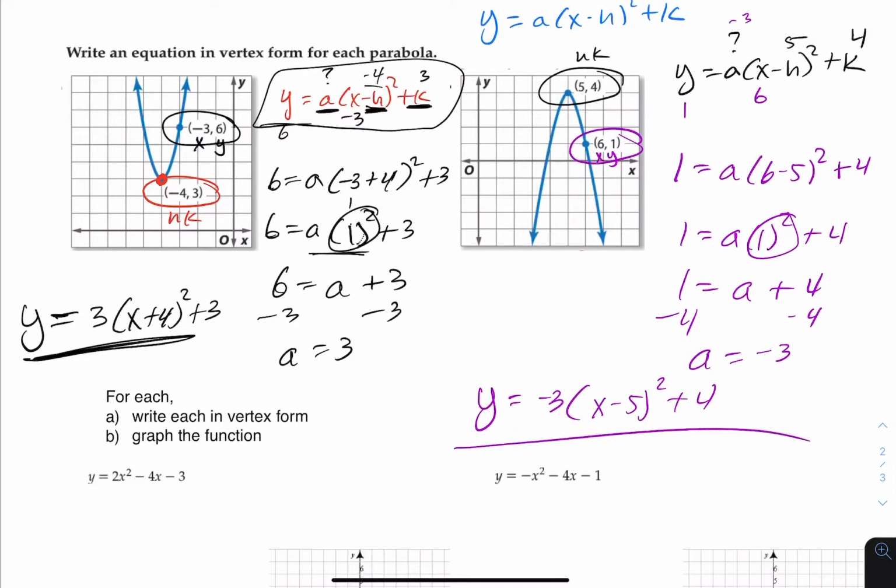By the way, a good way to check and make sure your answer makes sense: this is a negative 3, right? It should be opening down. Look at my graph, opening down. Over here it's a positive 3 for a, so it should be opening up. My graph is opening up.